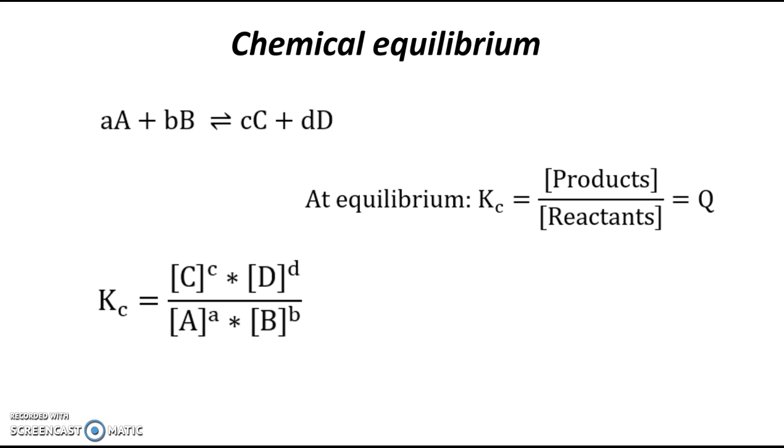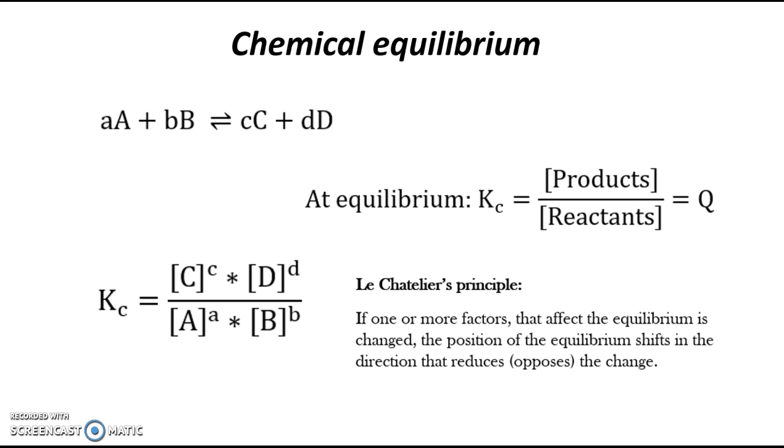And if you were to increase the concentration of D, for example, a guy called Henri Louis Le Chatelier formed a principle that describes what would happen. He said, if one or more factors that affect the equilibrium is changed, the position of the equilibrium shifts in the direction that opposes the change, meaning that if you were to increase the concentration of D, the equilibrium would use some of that to form more reactants to reduce the change.